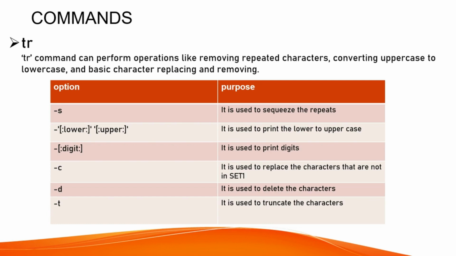The next option is -d. As the name suggests, it is used to delete characters, and -t is used for truncating the characters. We will go through the difference between -d and -t in our demo session.